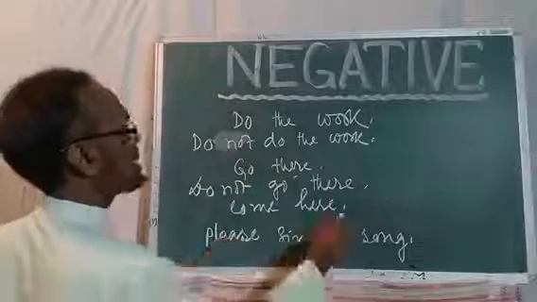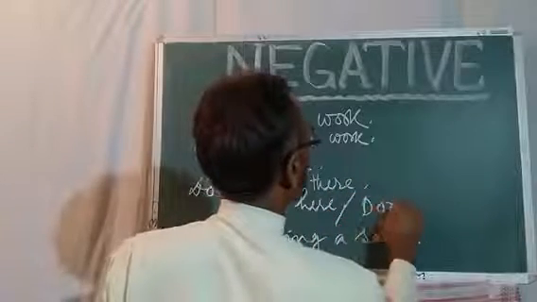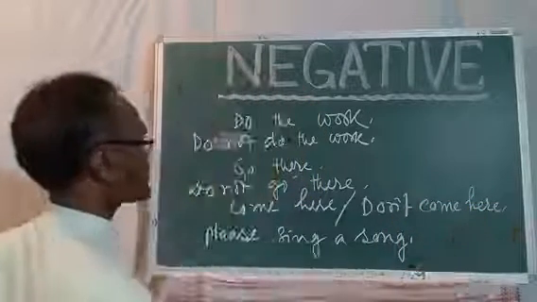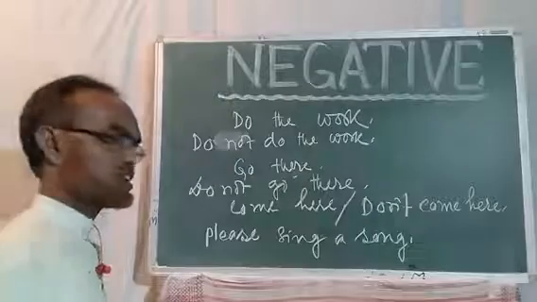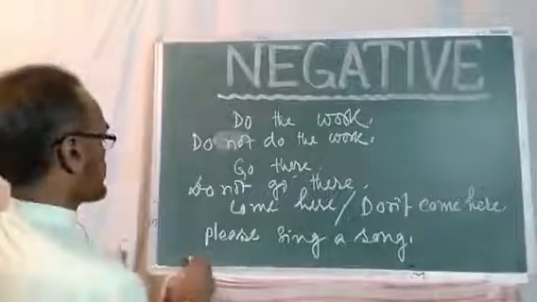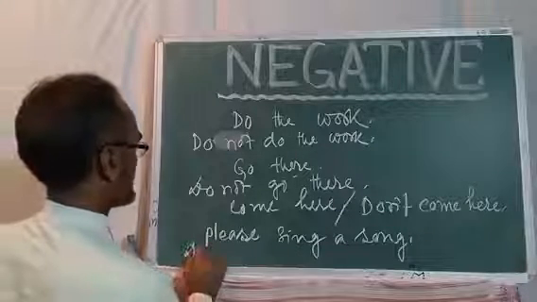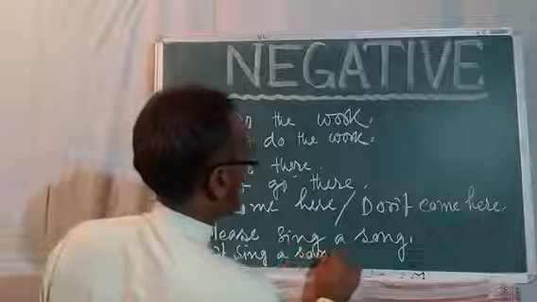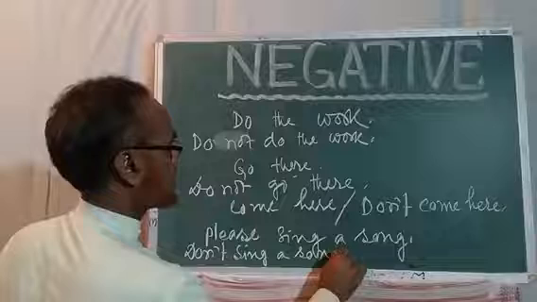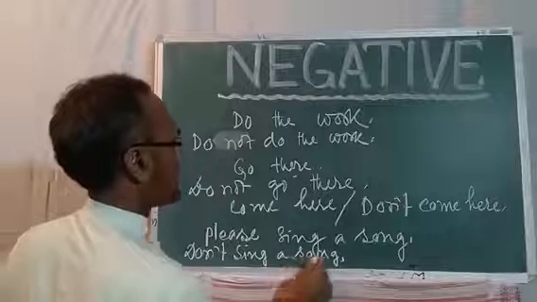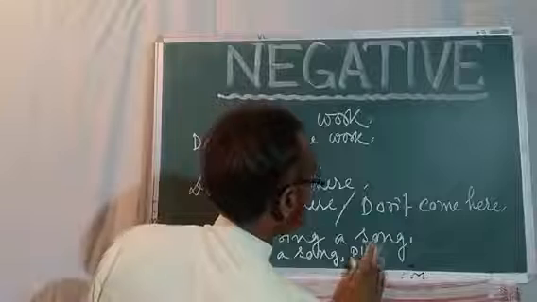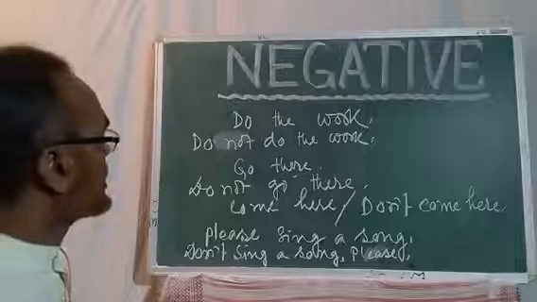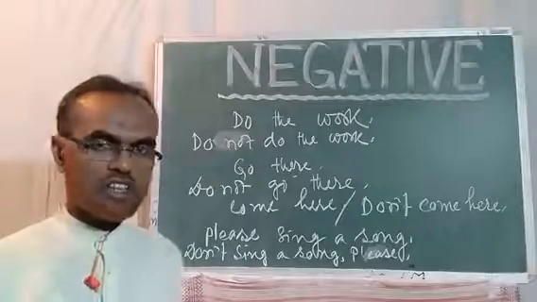The third sentence, come here, will be don't come here. And the fourth sentence, please sing a song. In this sentence, a request is made. So, don't sing a song. We shall give a comma, then please will go in the last position. Don't sing a song, please.